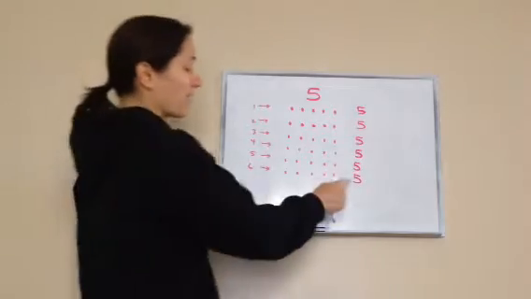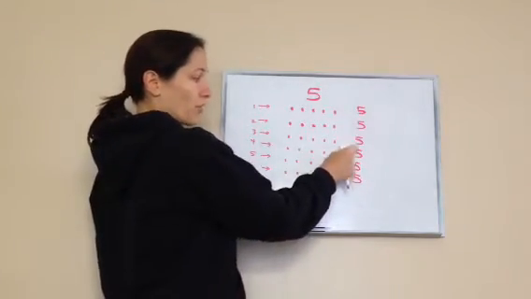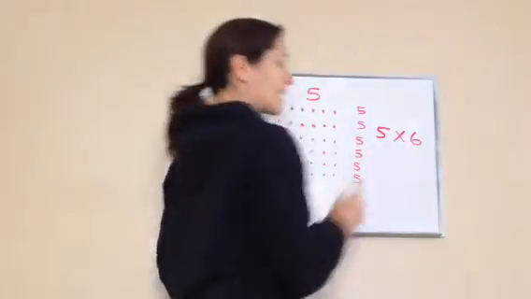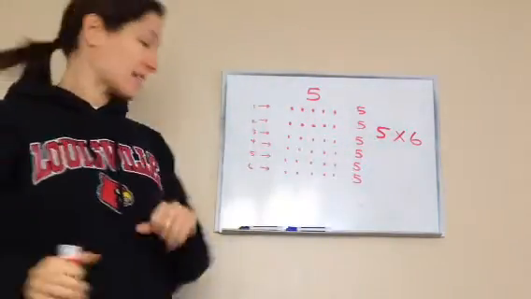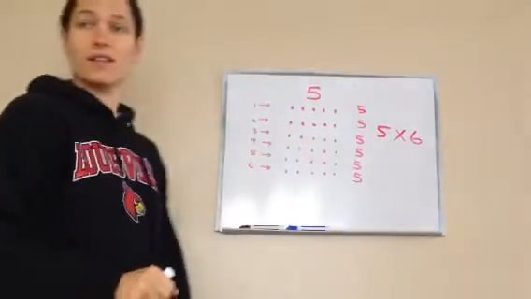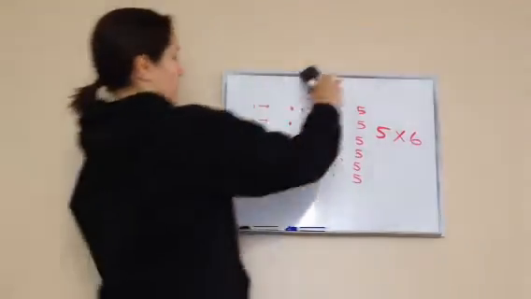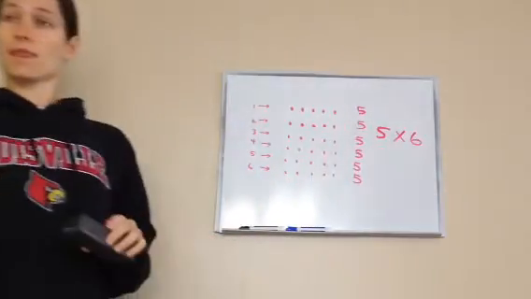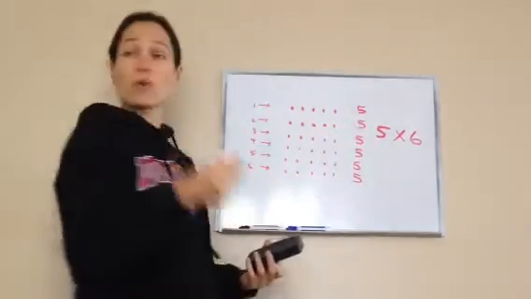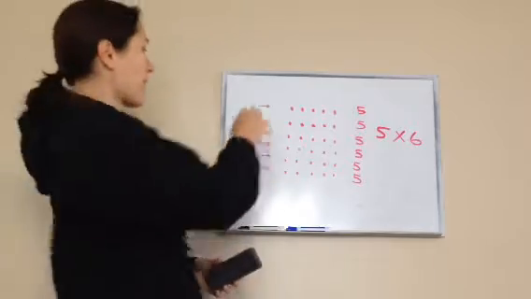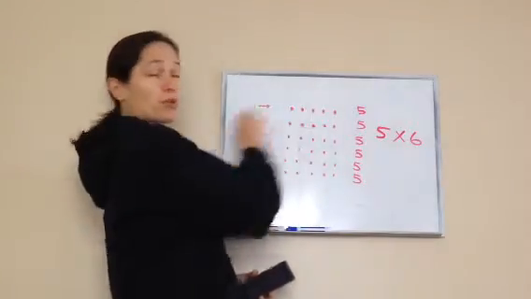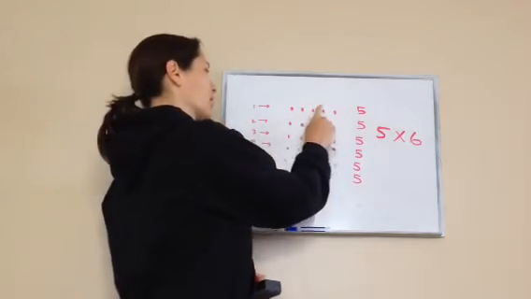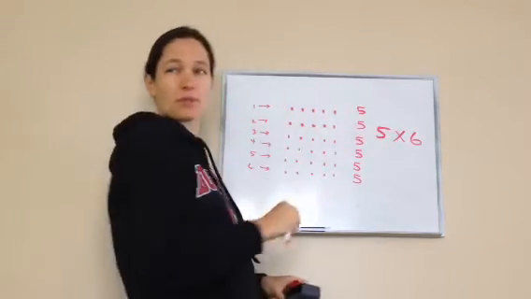Or, how many 5s are there? 2, 3, 4, 5, 6. 6. So 5, 6 times. And what is 6 times 5 or 5 times 6? 30. So we can quickly and easily, just by knowing how many rows there are and how many chairs are in each row, boom, 30. Without having to go 1, 2, 3, 4, 5, 6, 7. You see what I'm saying?